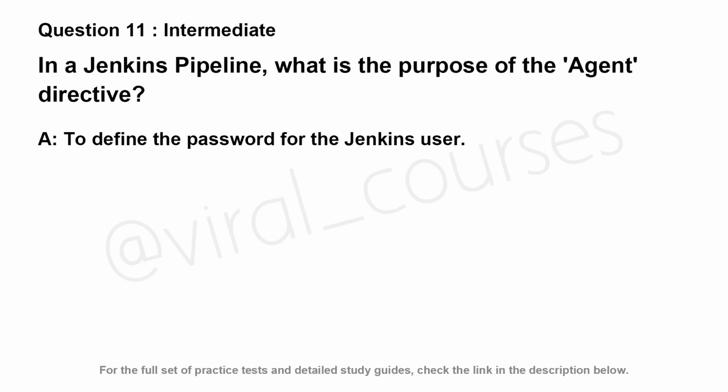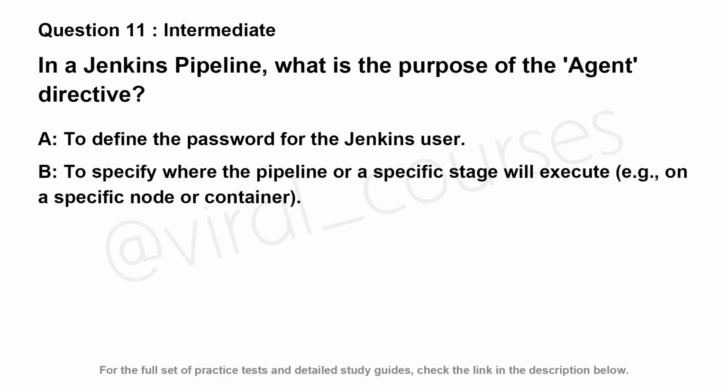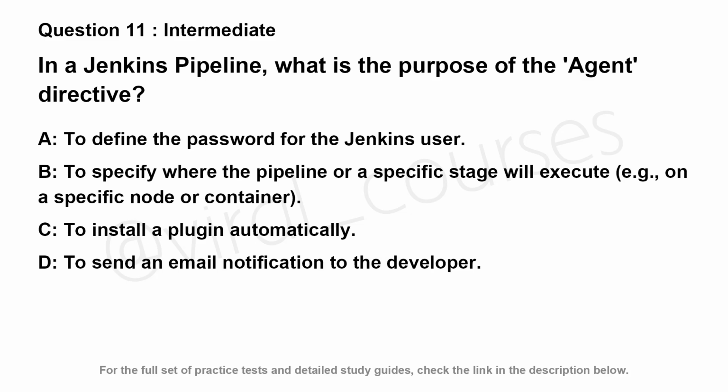In a Jenkins pipeline, what is the purpose of the agent directive? Option A. To define the password for the Jenkins user. Option B. To specify where the pipeline or a specific stage will execute, e.g., on a specific node or container. Option C. To install a plugin automatically. Option D. To send an email notification to the developer.